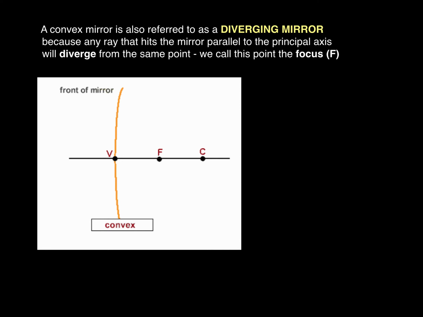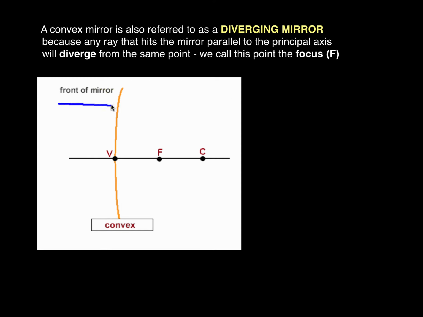A convex mirror is also referred to as a diverging mirror. This is because any ray that hits the mirror parallel to the principal axis will diverge from the same point. We call this point the focus. Let's draw this into our diagram.